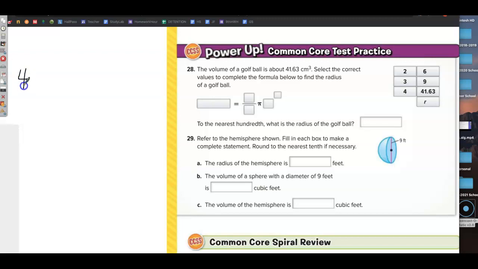So yes, you have 41.63 equals, you use 4 over 3 times 3.14 times r cubed. Thank you. Yes. What did you do first to solve, DJ?